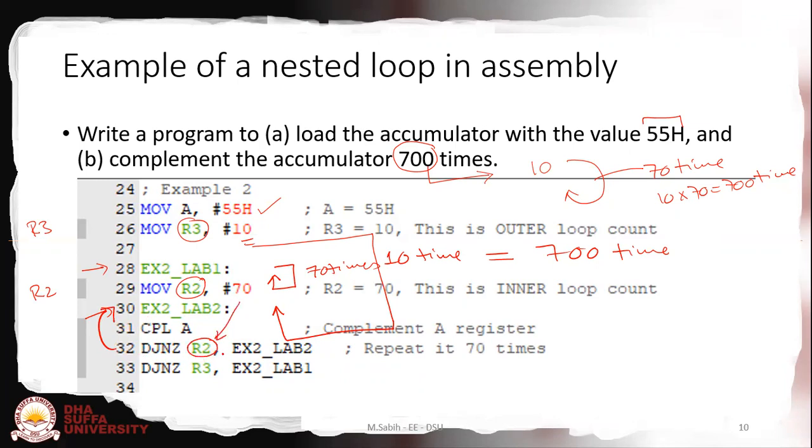And once we are done, R2 will be 70 for the first time, then it will be 69 and so on. And the same thing goes for R3. R3 will be 10 initially for the outer loop, then 9, 8, up to 1. So overall, this is one program that shows how the nested loop will help.